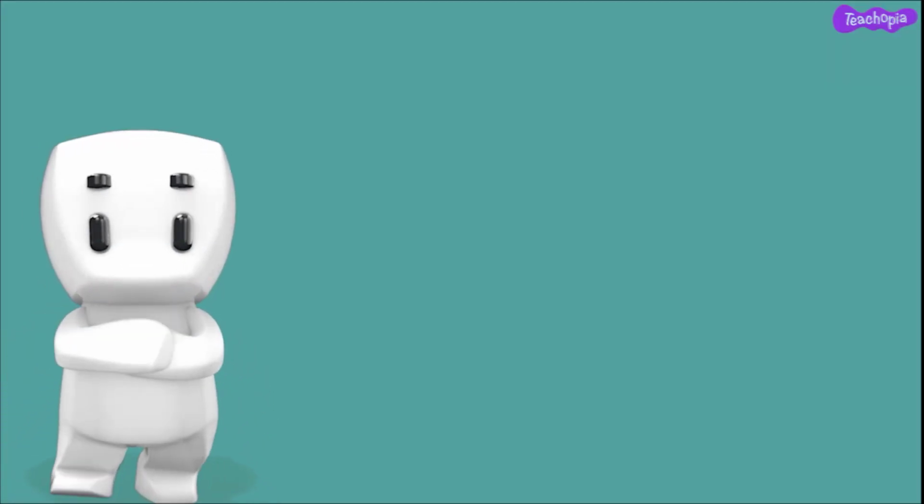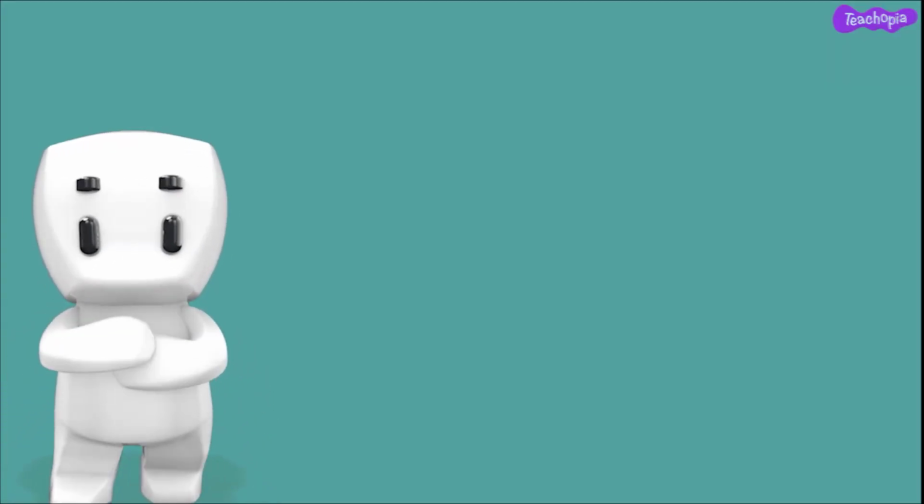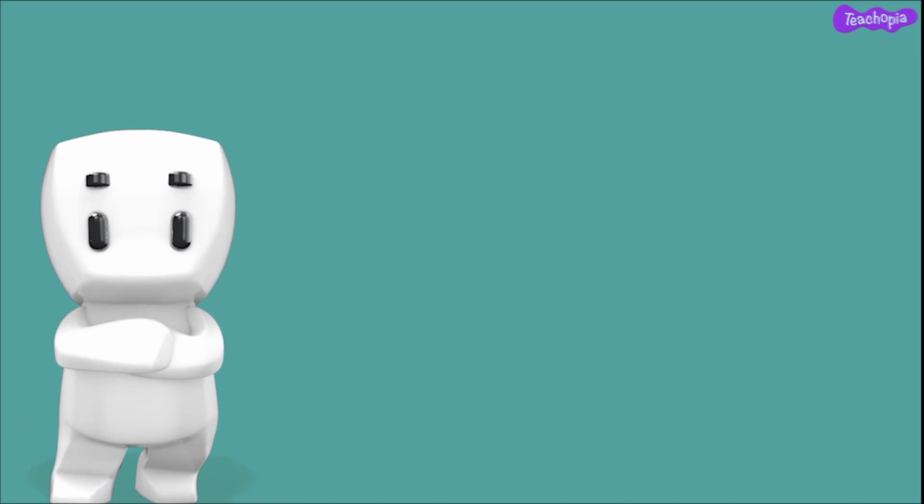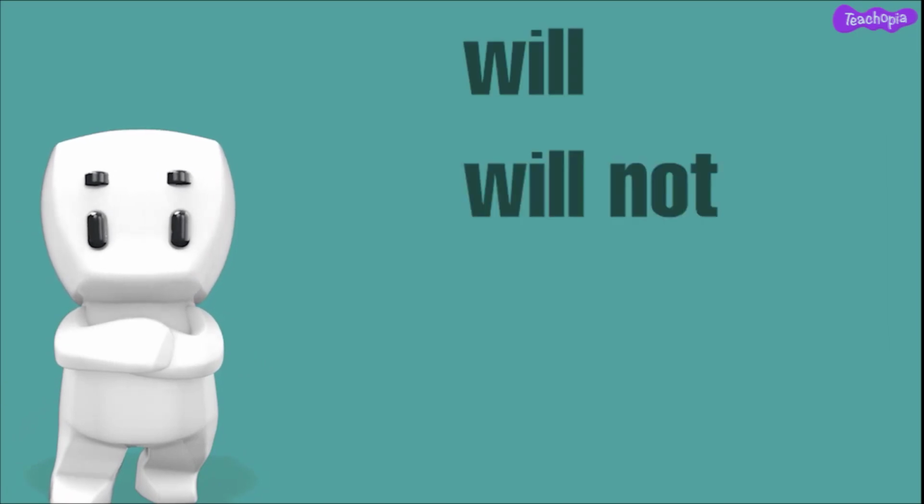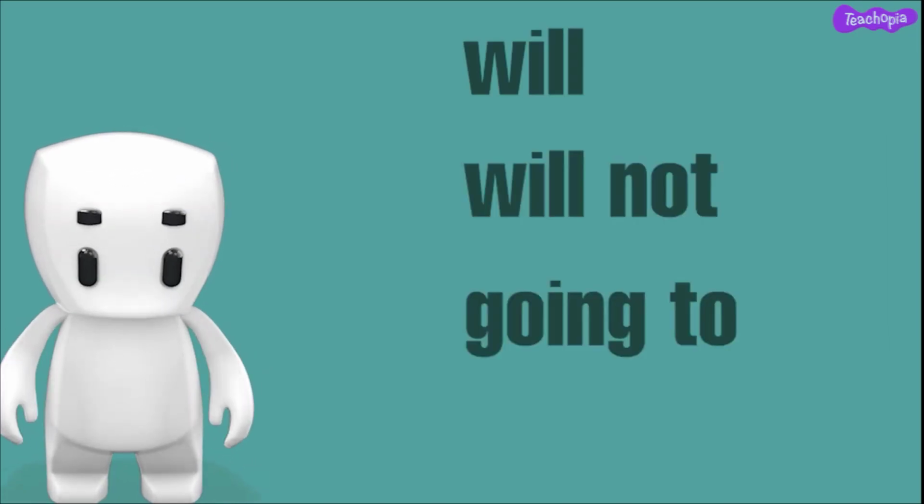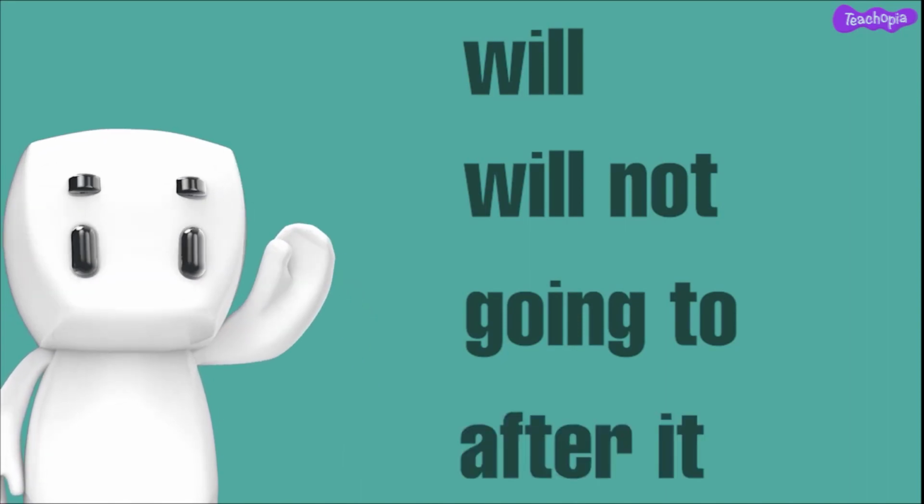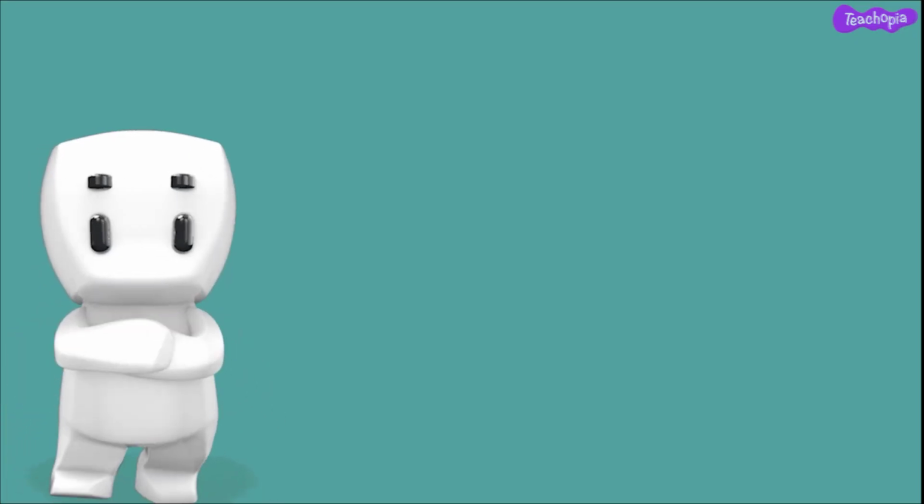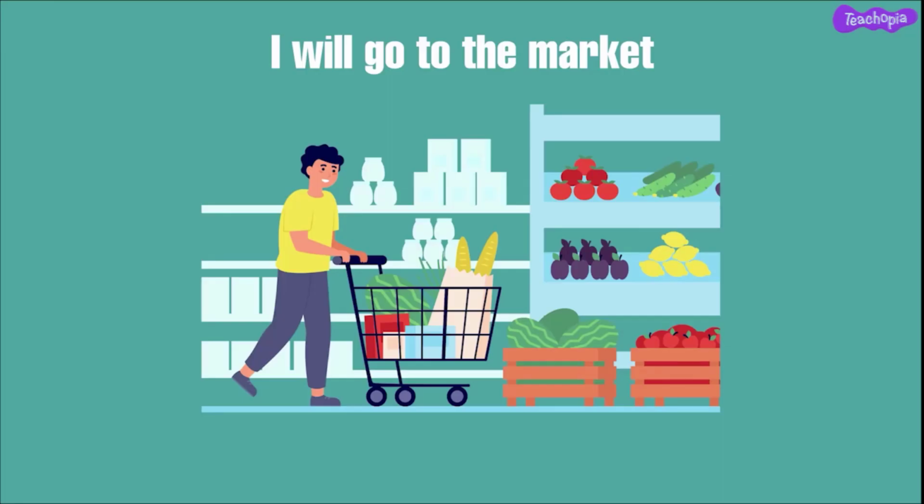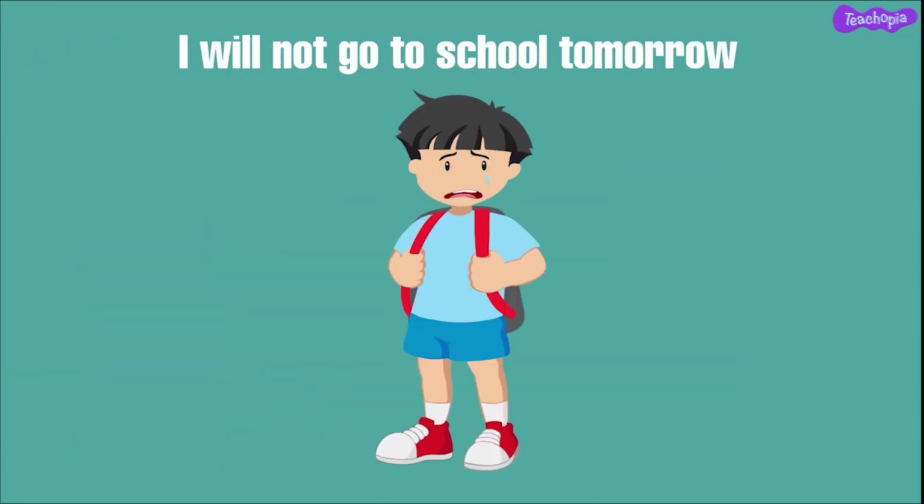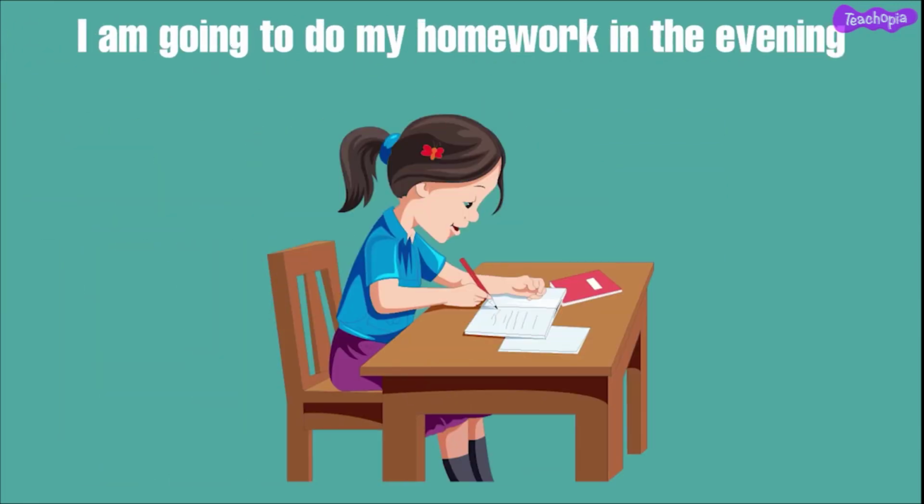When we want to describe a word in simple future tense, we add words like will, will not, or phrases like going to after it. For example, I will go to the market. I will not go to school tomorrow. I'm going to do my homework in the evening.